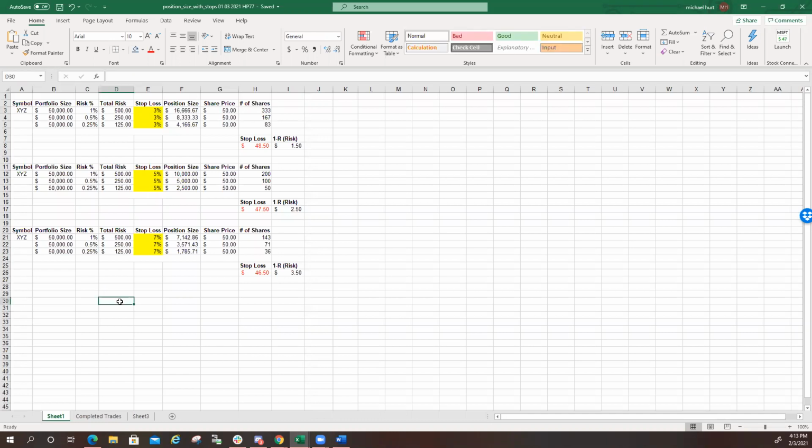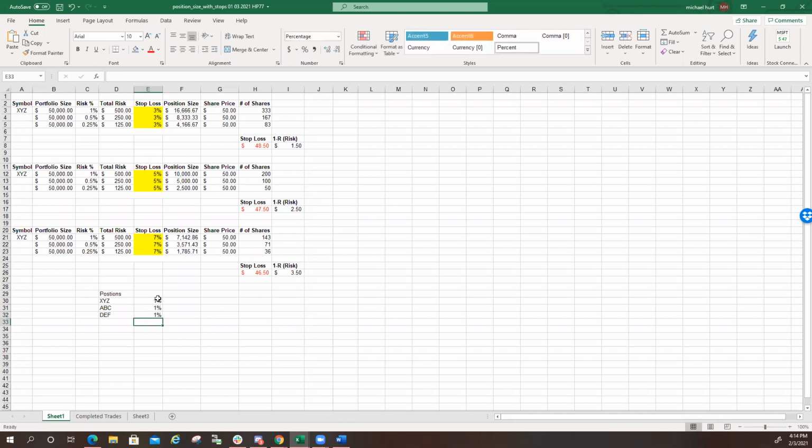That brings me to the next point. Let's say you had XYZ, ABC, and DEF positions; these would be your positions, and we'll put those in there. And you are risking 1% on each one.